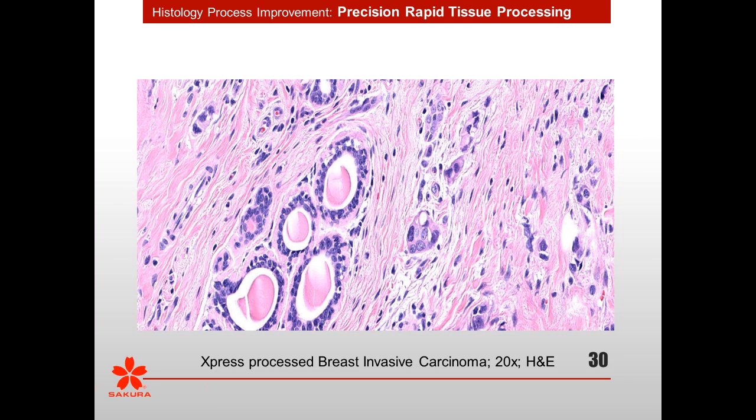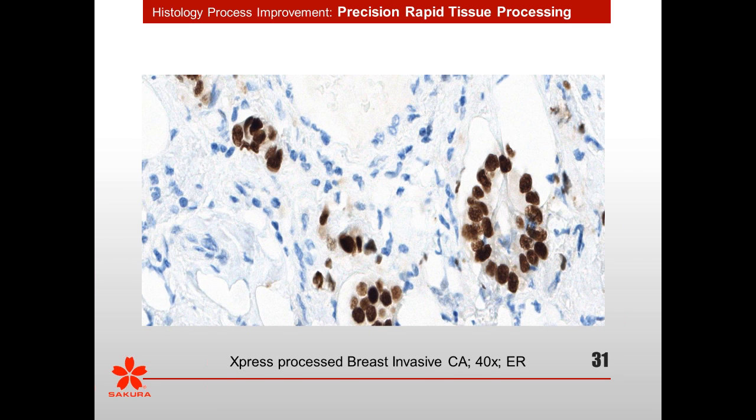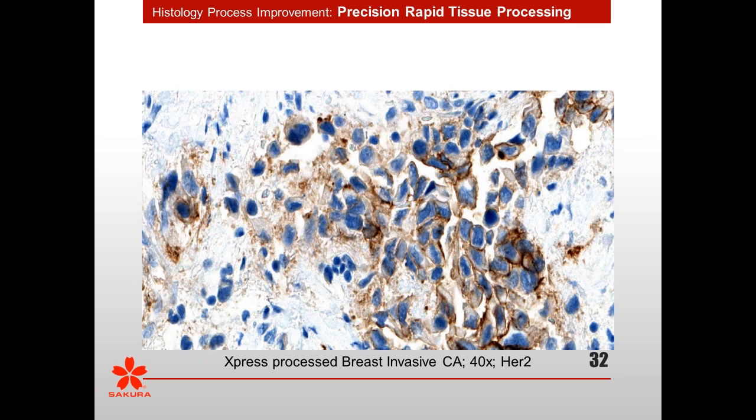This is a piece of breast with invasive carcinoma, H&E, processed on the Express. Very diagnostic, and again, because we have so much variation in the H&Es, this is just a small example of what you can do with precision rapid tissue processing. ER sample from, again, a breast invasive carcinoma, Express processed. Very consistent, very crisp, very clean. That crisp and clean is always debatable, but it is very consistent diagnostic tissue.